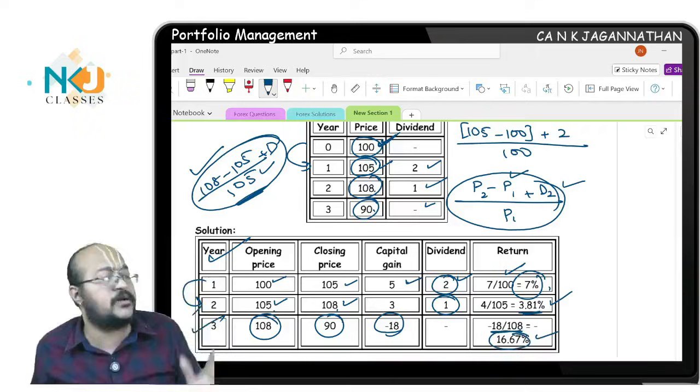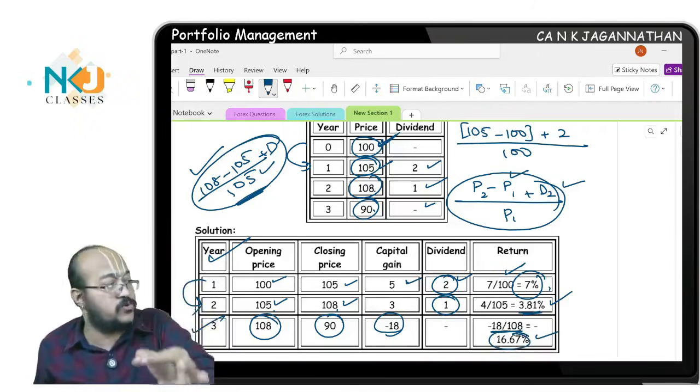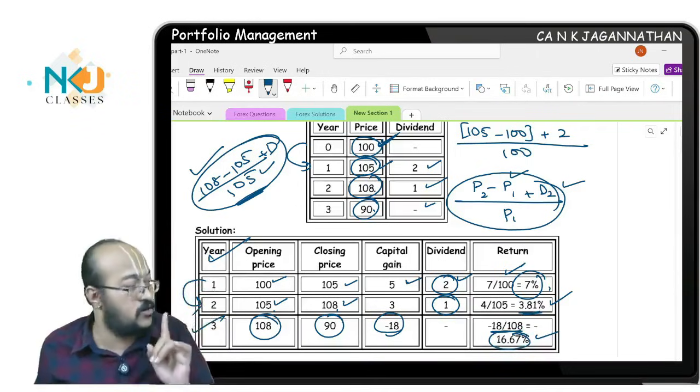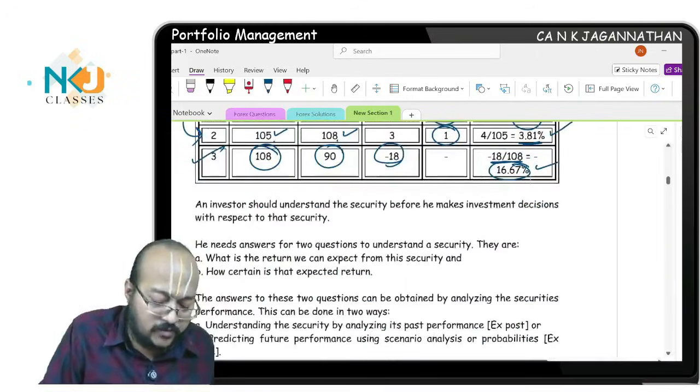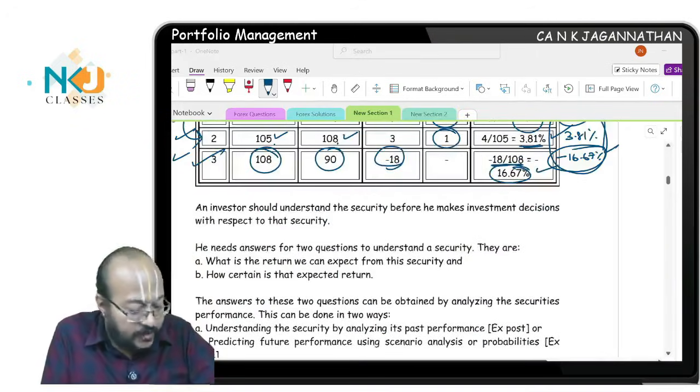Are you all understanding? How to compute the return for each and every year from the market data is what we learned. Are you understanding this? Annual return, simple annual return. You have 3 years of return, right?